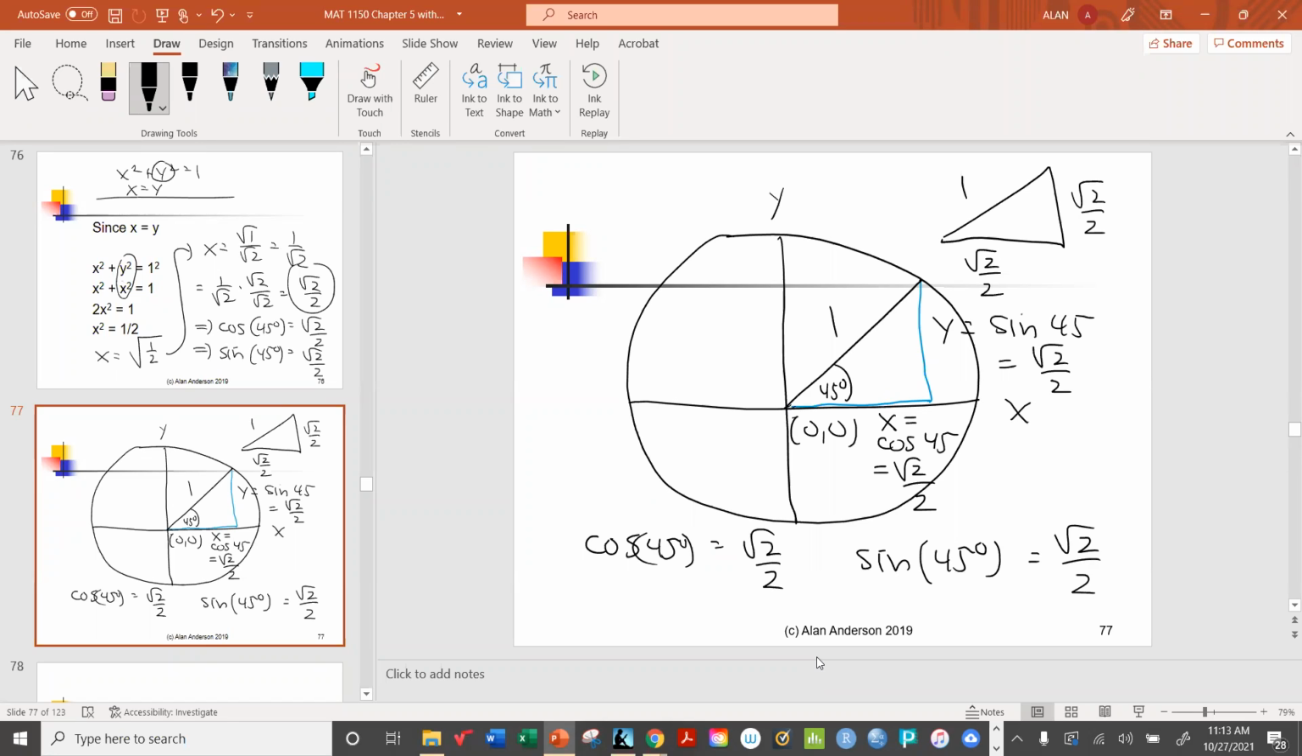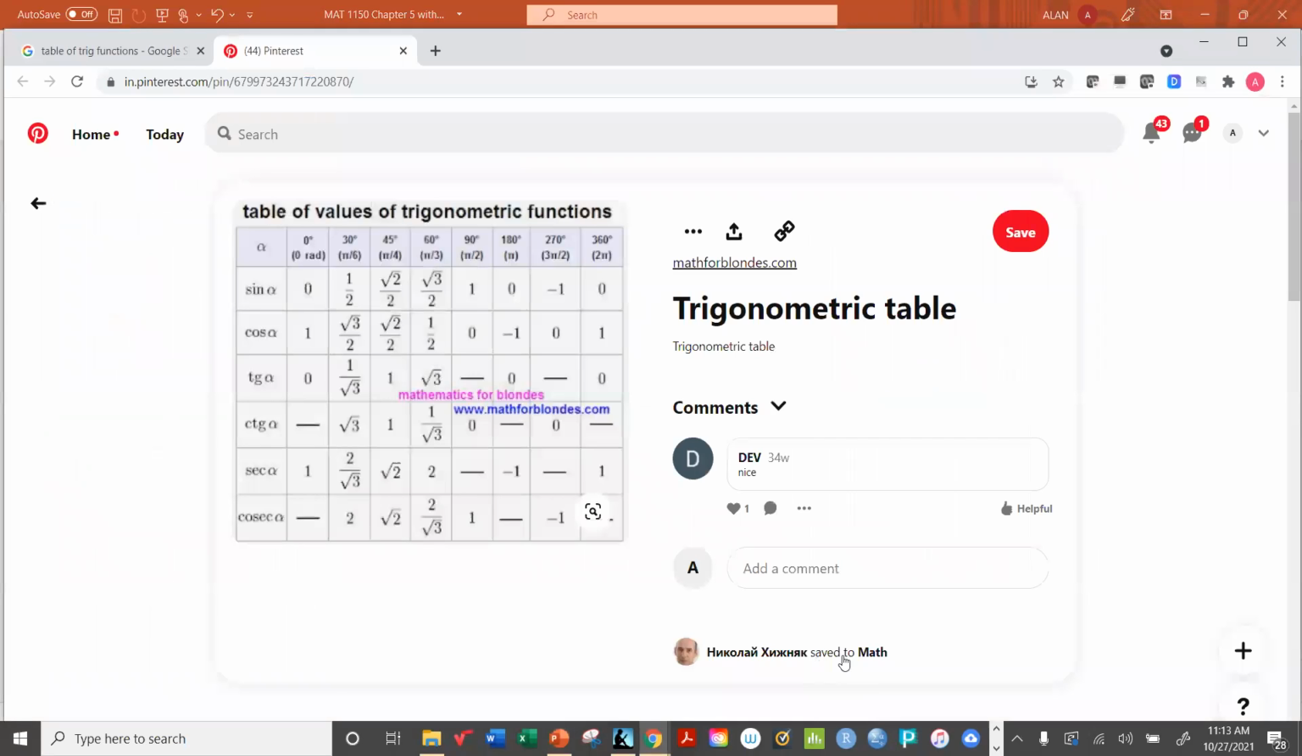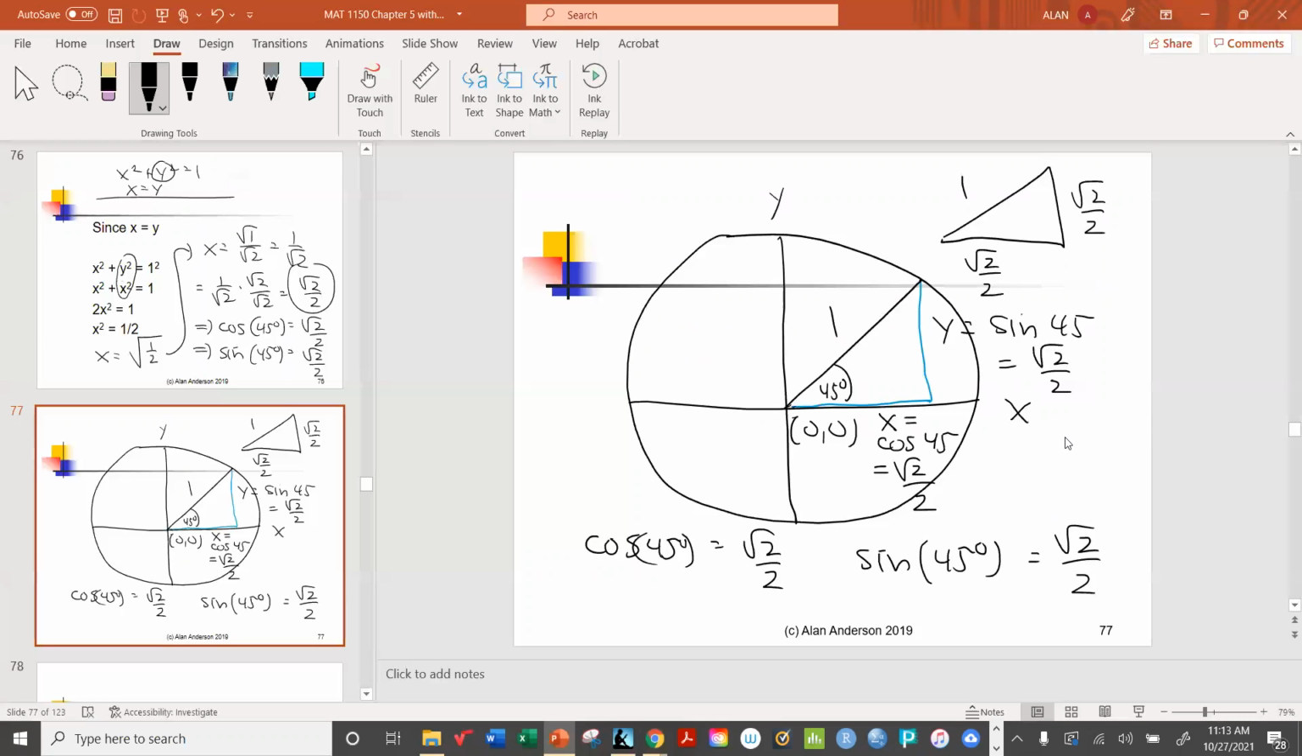So we go back to that chart we were looking at earlier on the internet. You'll see that, what do you know, 45 degrees, sine and cosine, both radical 2 over 2. So in other words, now you know why. Because they represent the two sides of a right triangle with a hypotenuse of 1, where the angles are 45 degrees.